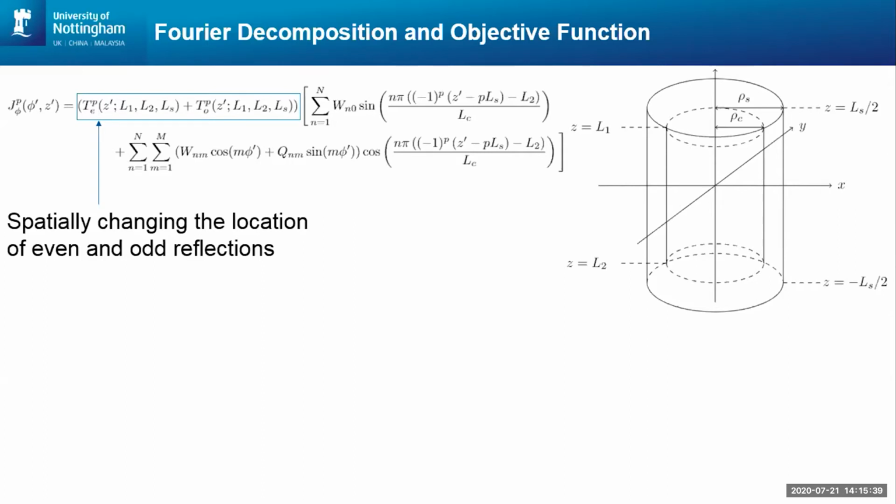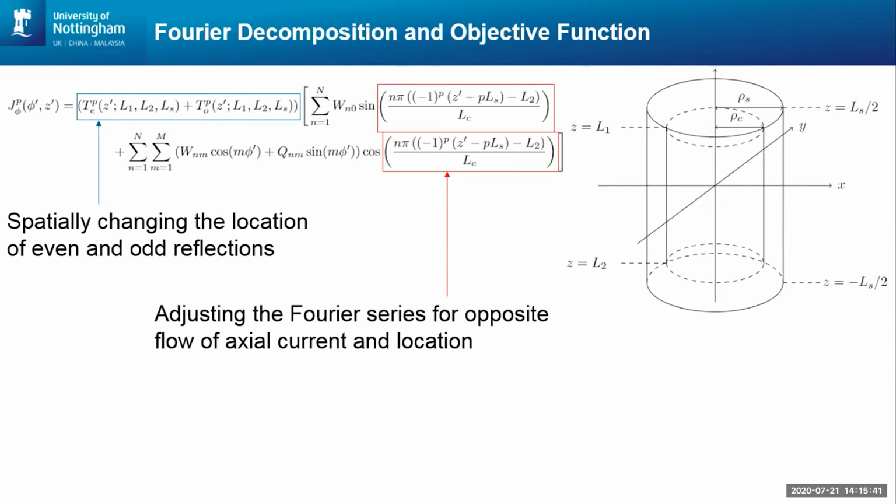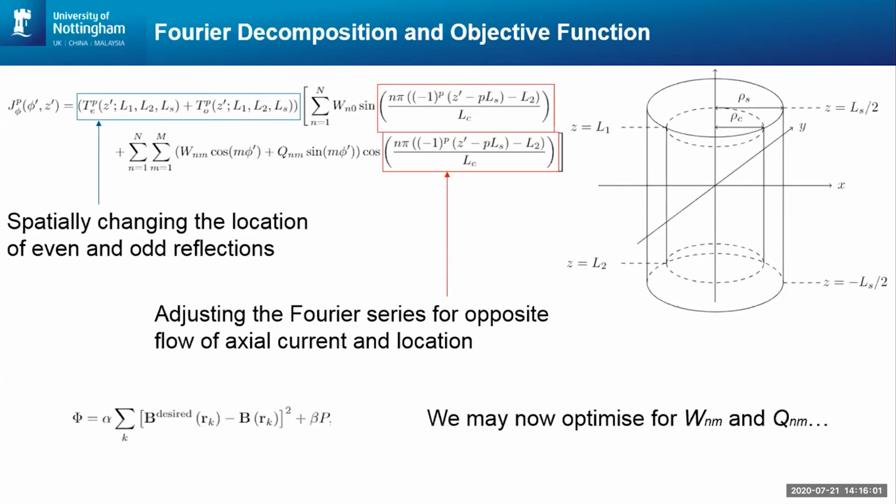But we've also modified the Fourier series basis, allowing for opposite axial current flow and changing location. And I won't go over this again because Niall has previously gone over it. But we use the same harmonic minimization process with the same power weighting that NAR uses in all of its biplanar coil design. And now we're in a position where we can optimize for W and Q, the unknown Fourier coefficients. And what I'm going to do is I'm going to show you a quick example of what we've done.